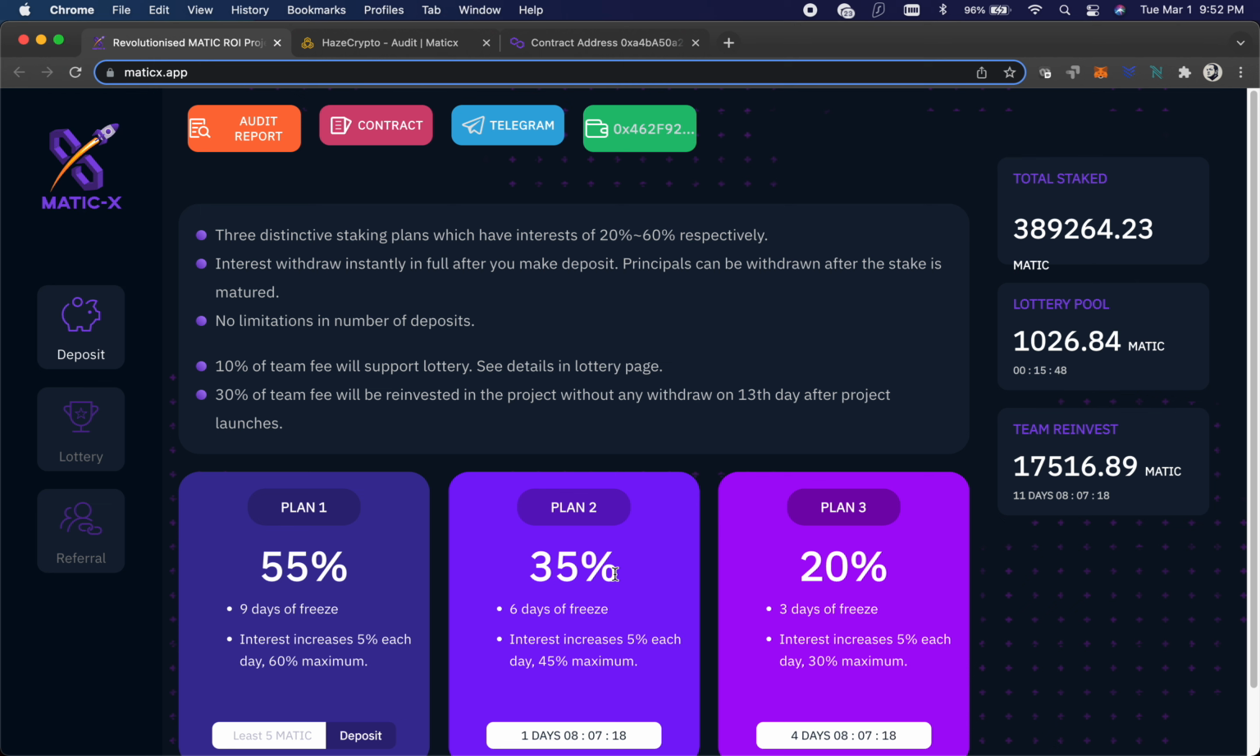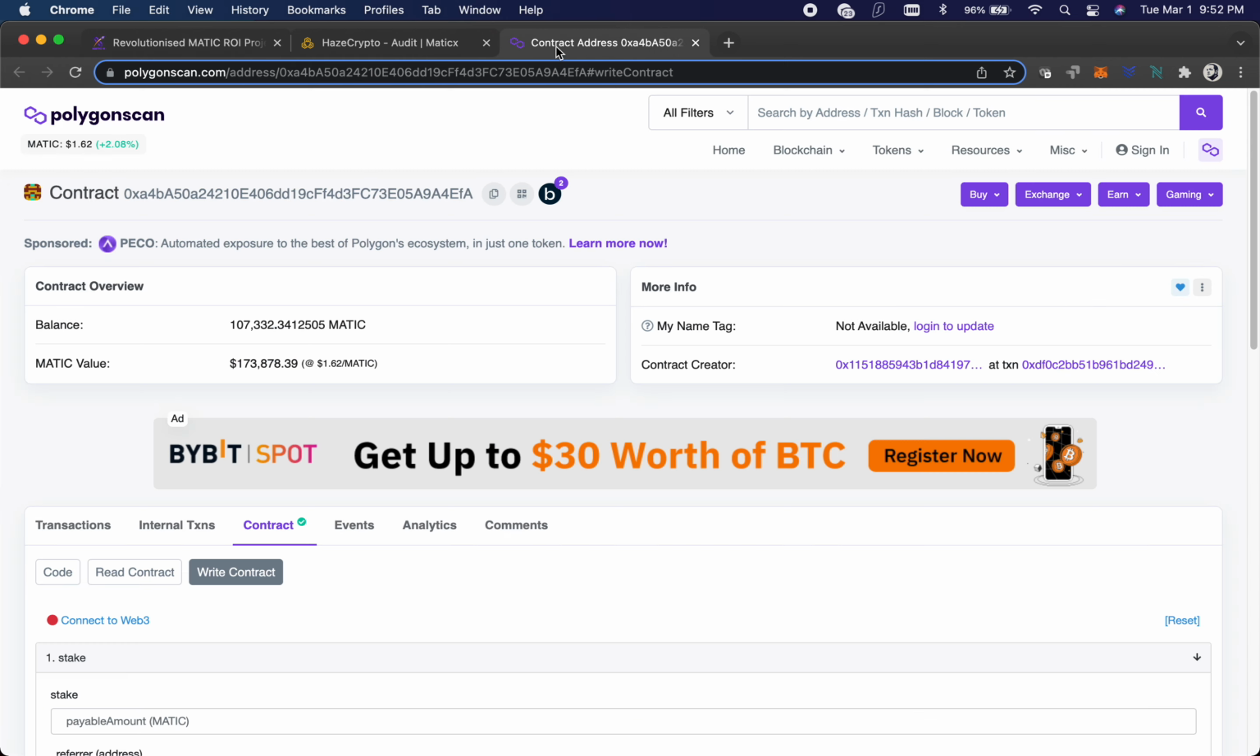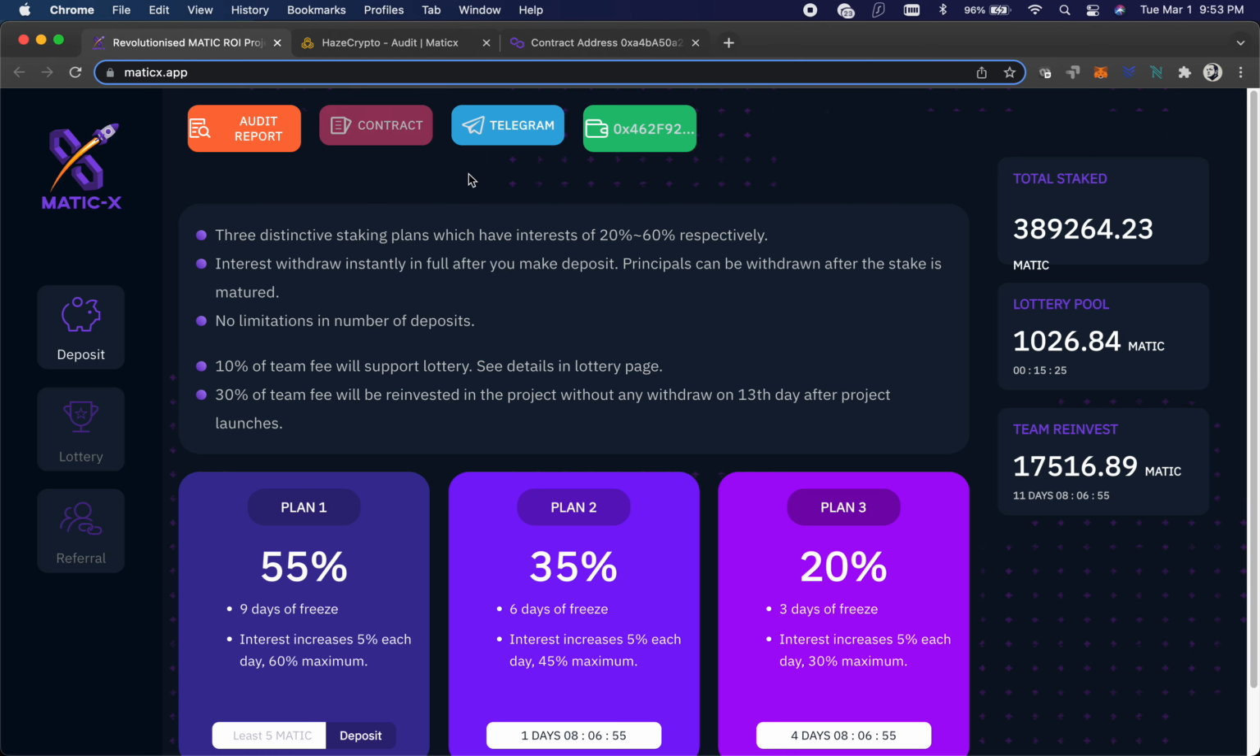It's already got a contract total staked of 389,000. I'm gonna guess that contract balance is much lower. Yeah, 107 in one day. That's because everybody's withdrawing all the interest right away. So their balance is less than a third of what their total staked is, which means people are just taking that interest and taking it out of there.